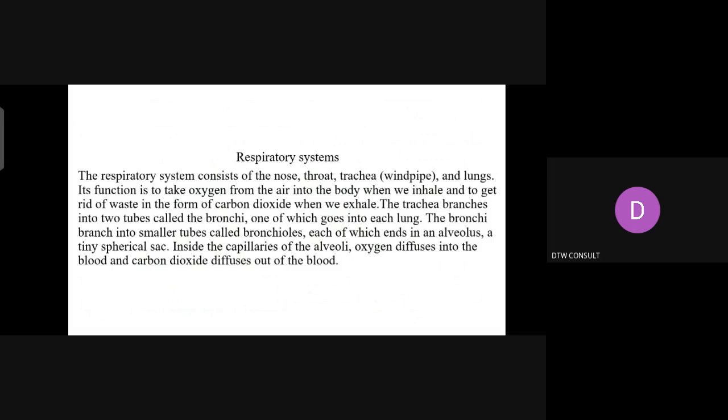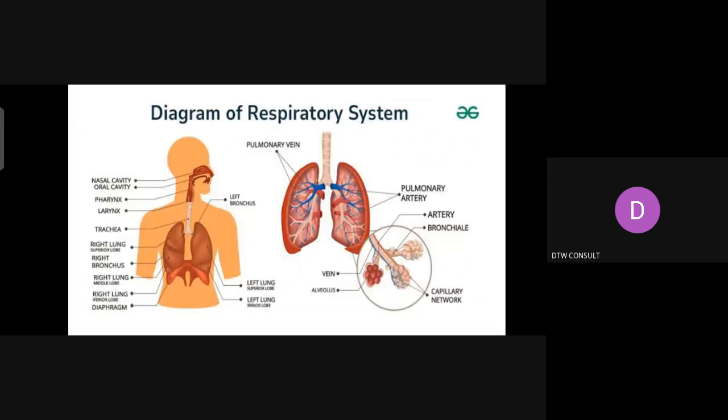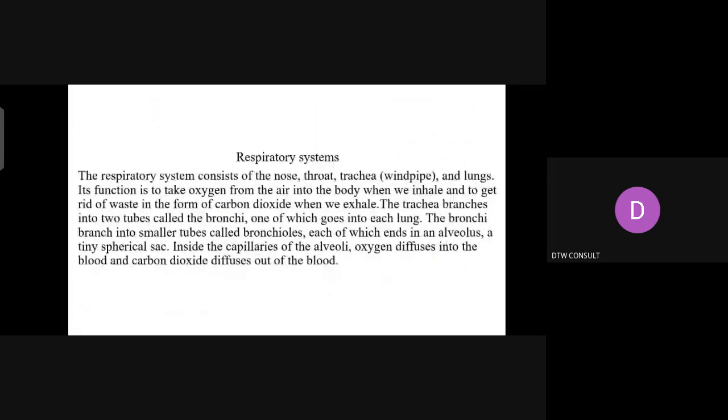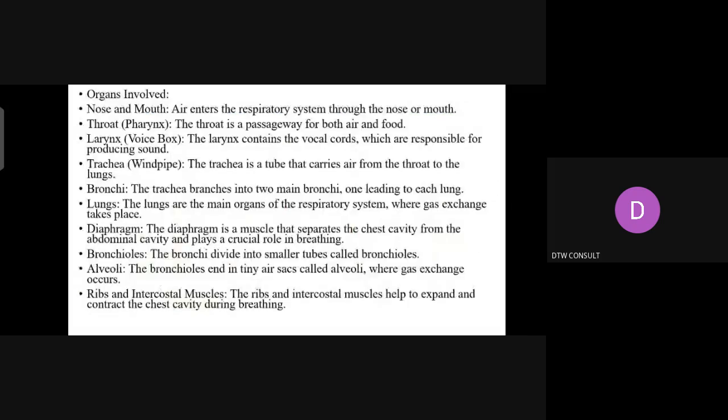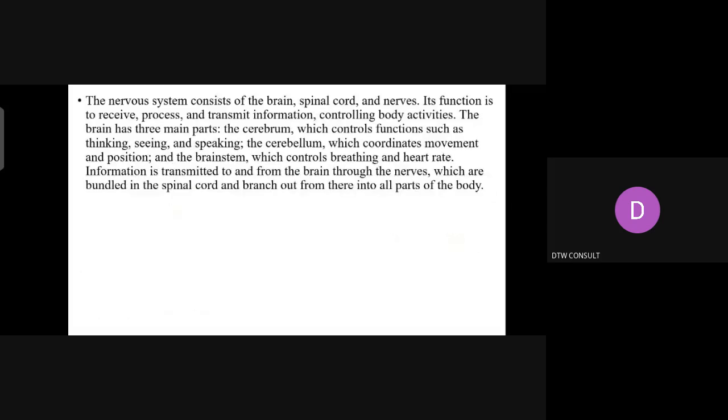It has relevant parts such as the trachea, which has two tubes called the bronchi, and the bronchi have branches. The simple idea of the respiratory system is that it has a singular responsibility of transferring oxygen into the body, and at the same time the transfer of carbon dioxide out of the body when we exhale. The organs involved are your nose, your mouth, your throat, your larynx, your trachea, your bronchi, your lungs, your diaphragm, your alveoli, and so on and so forth.